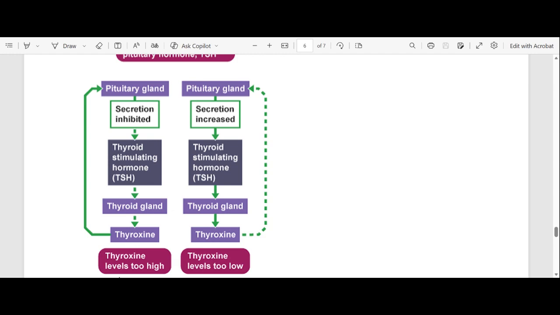So let's look at the case whereby the levels of thyroxine are too high in the blood. When they are too high, the pituitary gland is stimulated to secrete less TSH. And when it secretes less TSH, the less TSH will go to your thyroid gland. Then eventually your thyroid gland will secrete less thyroxine. Then your thyroxine levels decrease back to normal.